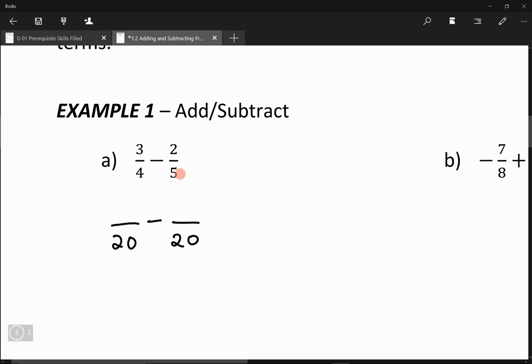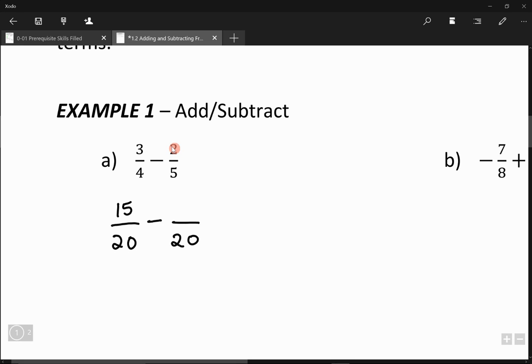I'm subtracting the two fractions. What do I put on top? Well, to go from 4 to 20, I have to multiply by 5. Whatever you do on the bottom, you do to the top. So 3 times 5 is 15. To go from 5 to 20, I have to multiply by 4. So whatever I do here, I have to multiply on the top.